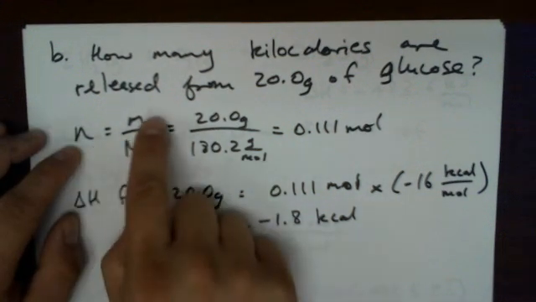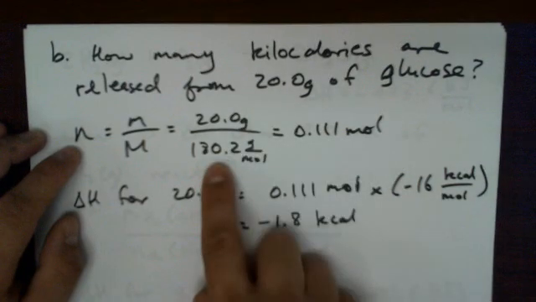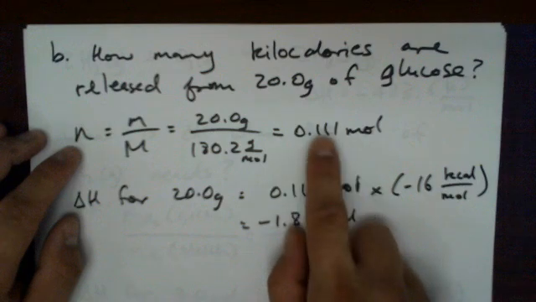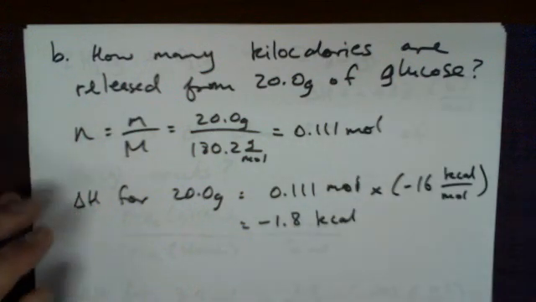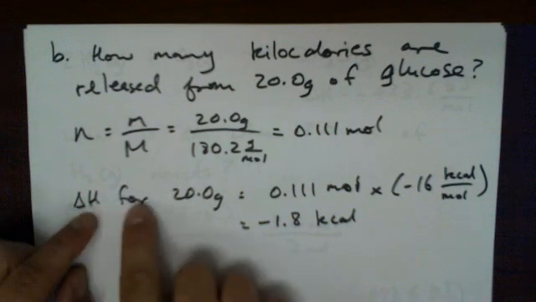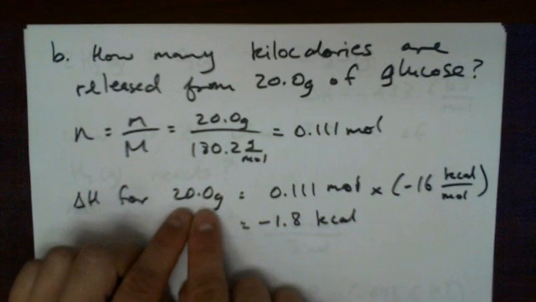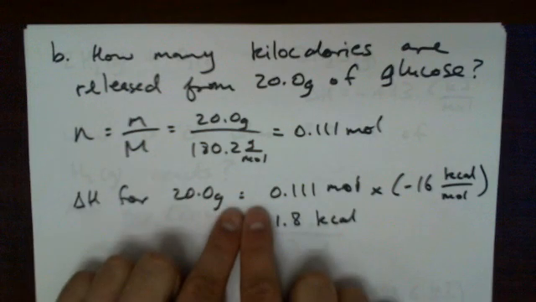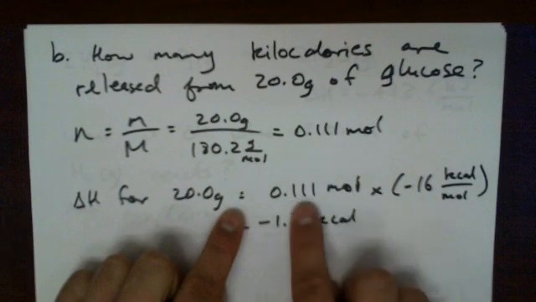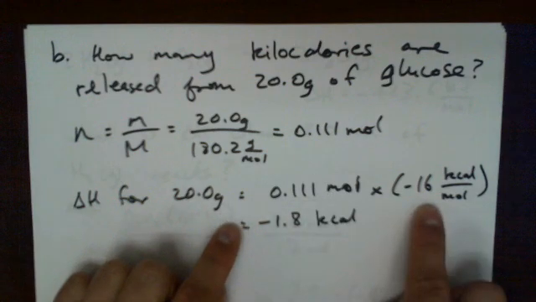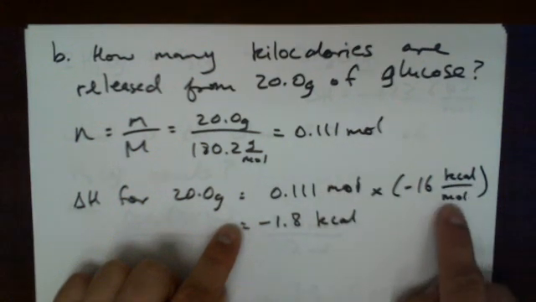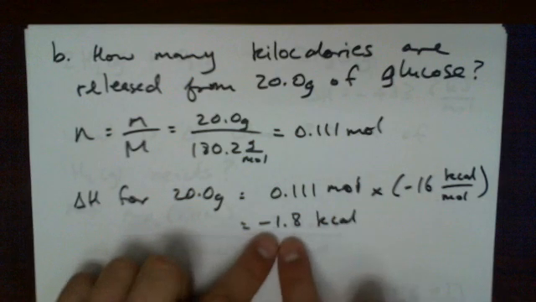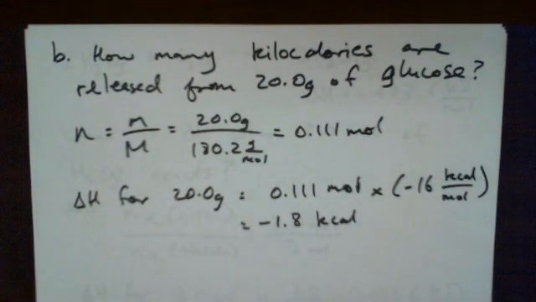So work out number of moles equals mass over molar mass. 20 grams over 180.2 gives us 0.111 mole. Again, you'd leave this value on your calculator because it goes to some more significant figures. Delta H for 20.0 grams is going to be this number of moles multiplied by our delta H, and you'll see that the mole, the kilocalorie per mole, that mole and that per mole will cancel, and so we'll have minus 1.8 kilocalories.